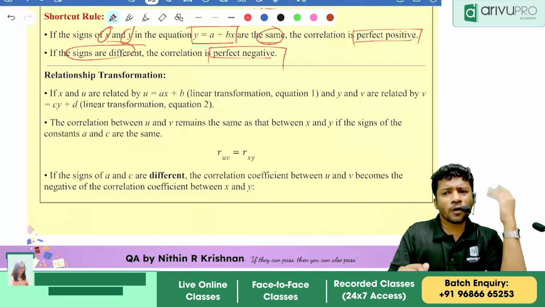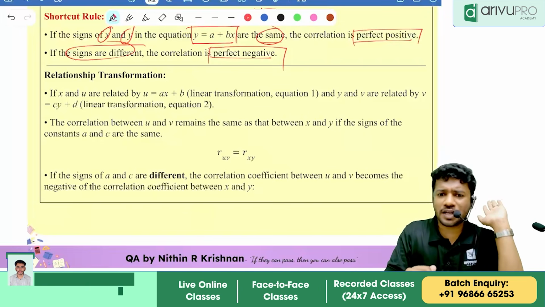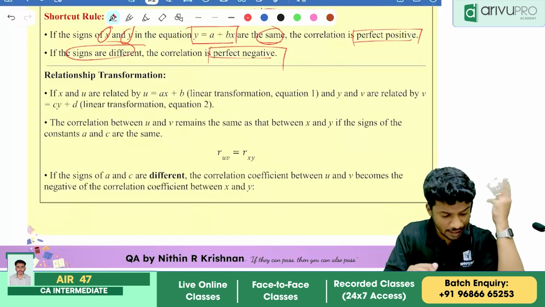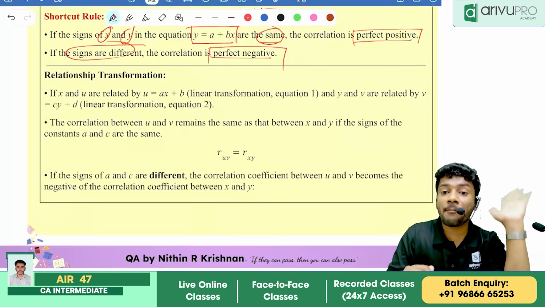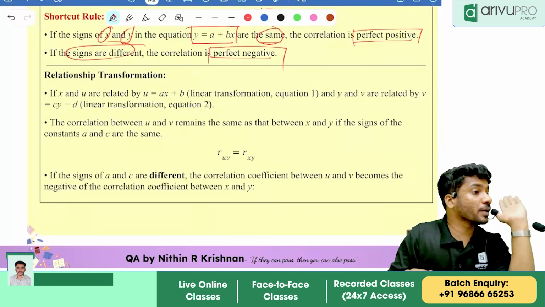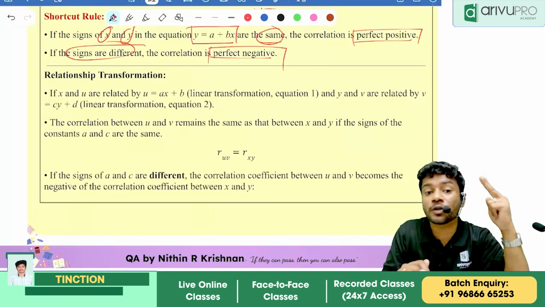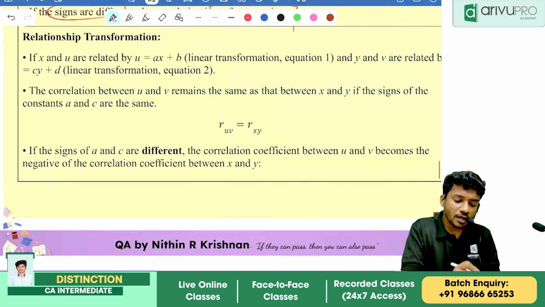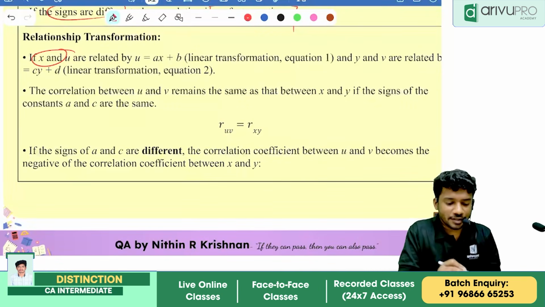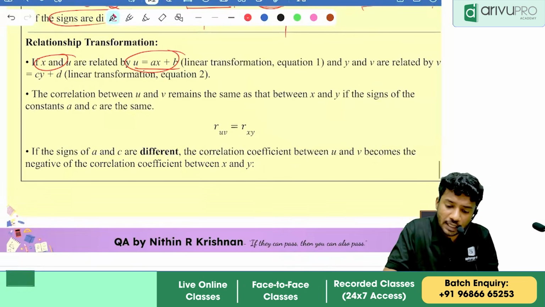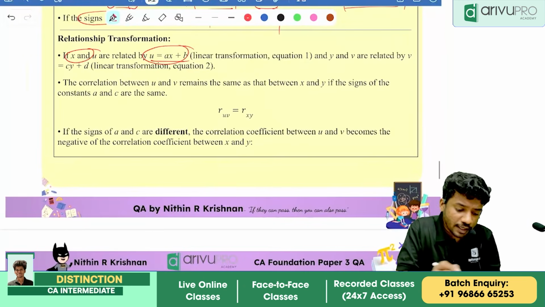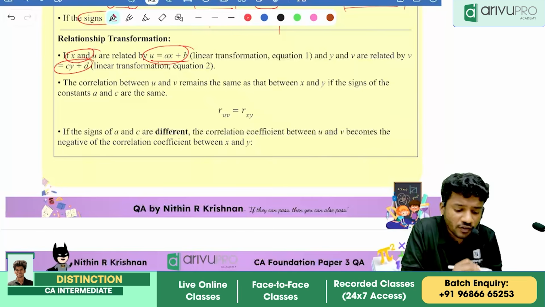Now people, sometimes X and Y we already know. Correlation coefficient between X and Y we already know. Then they will try to bring in two new variables, U and V, or M and N, or whatever they want to bring in. Now look here. X and U are related. U is equal to AX plus B. Then Y and V are related. Like what? V is equal to CY plus D.